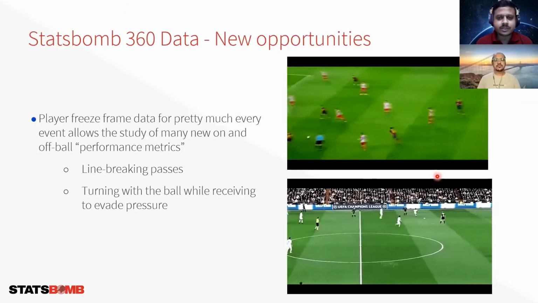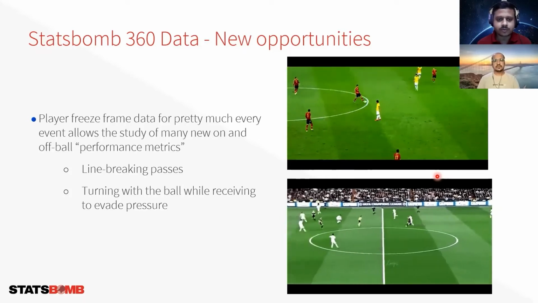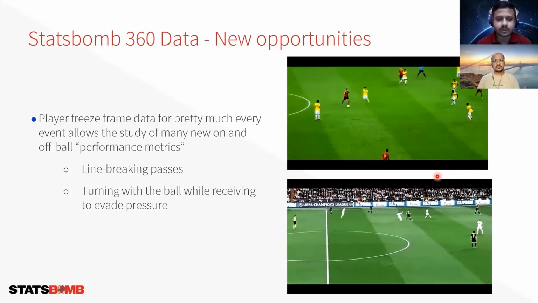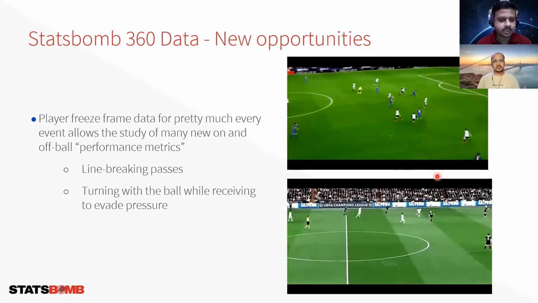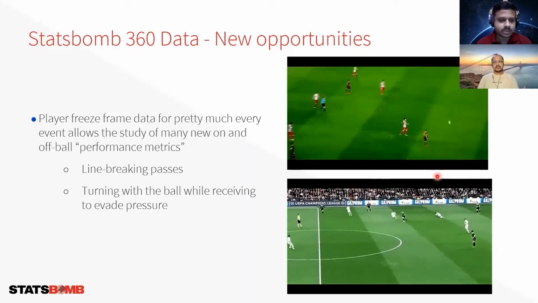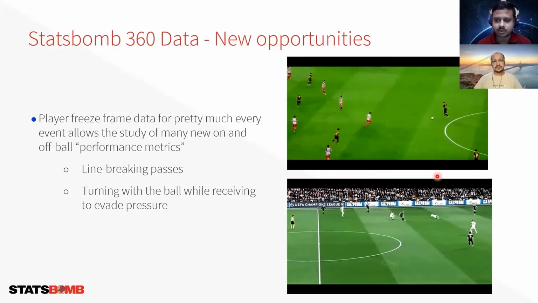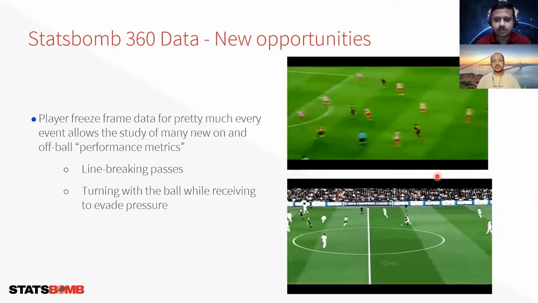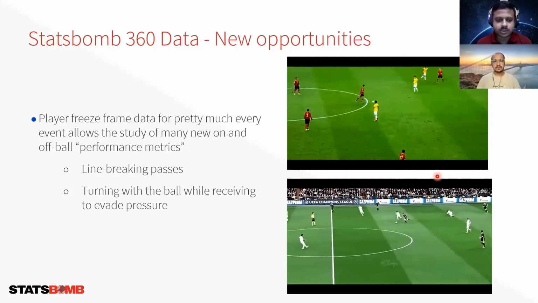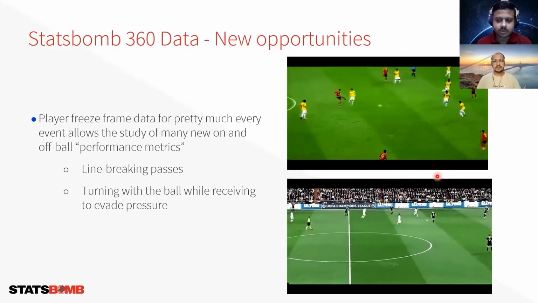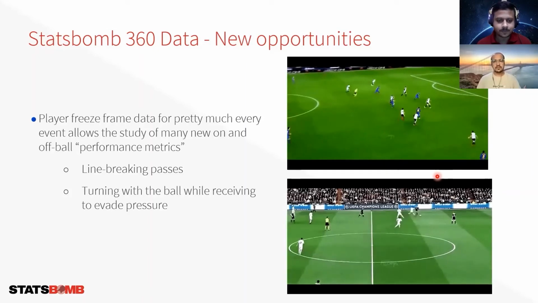StatsBomb 360 data gives us a lot of new opportunities to measure new on and off ball performance metrics because it provides much more context than the usually available event data. For example, we can study line breaking passes, which Sergio Busquets is a master of and is showing off in the clip at the top. Or we can study things like turning with the ball while receiving to evade pressure, which is being shown by Frankie de Jong in the clip underneath.